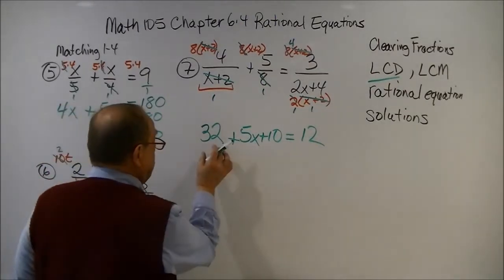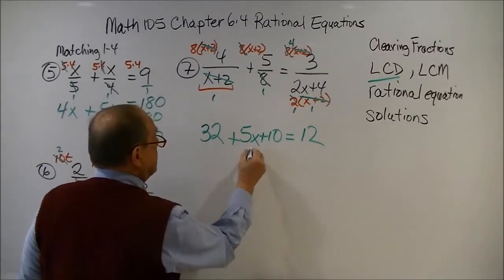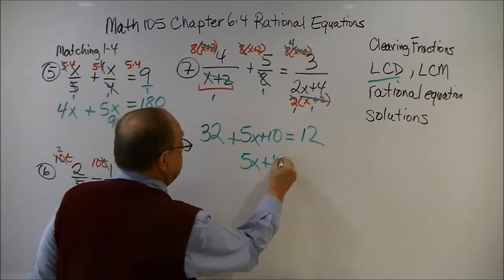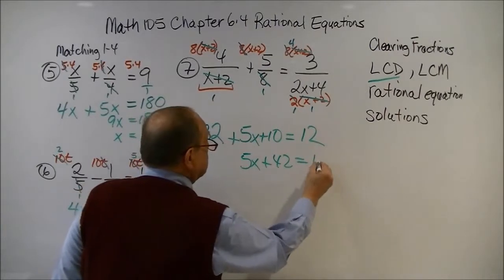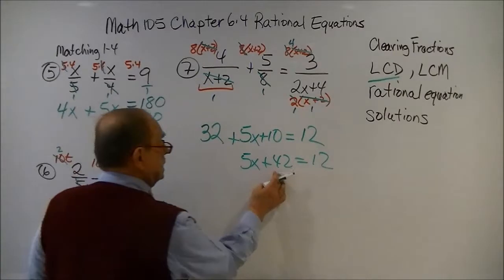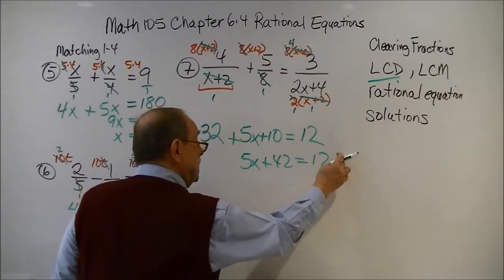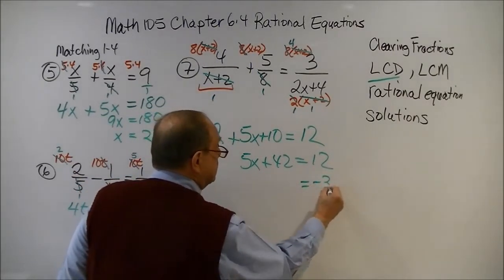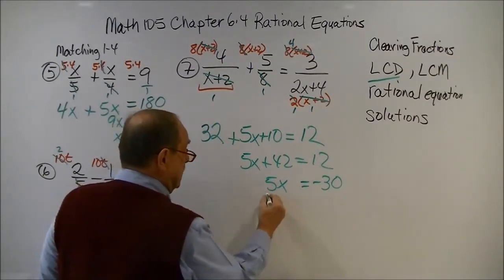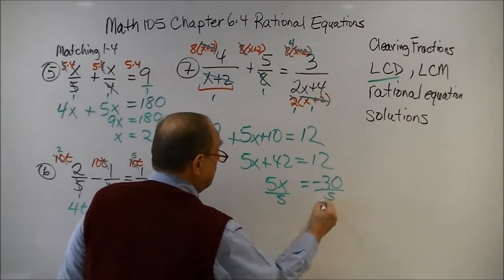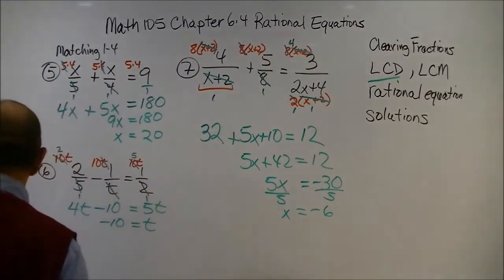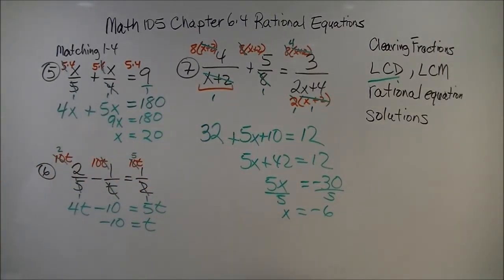So now we just group like terms. This becomes 5x plus 42 equals 12. We're now going to transpose the 42, becomes a negative 42. This is a negative 30. We divide both sides by 5. x equals negative 6. And there we go. Not too bad.